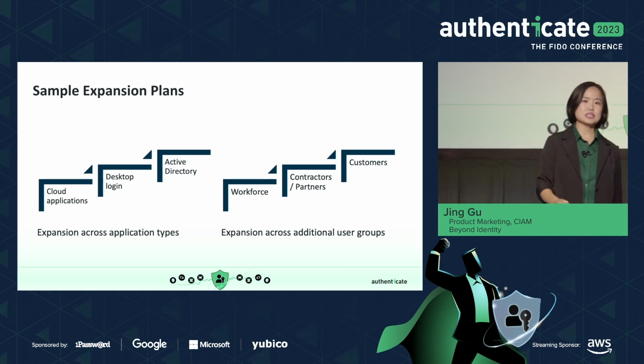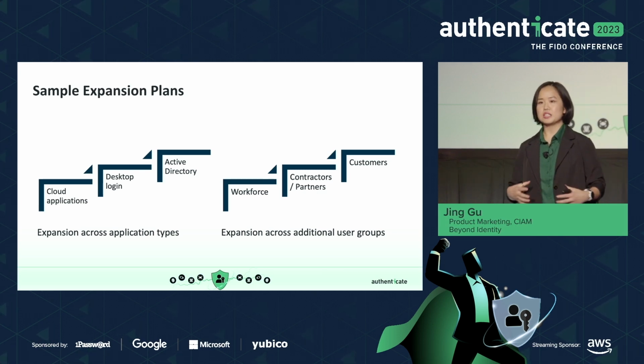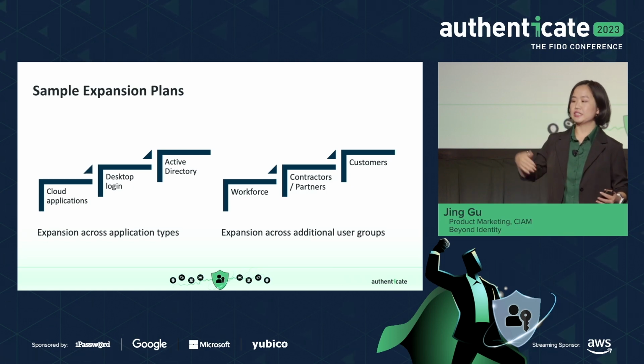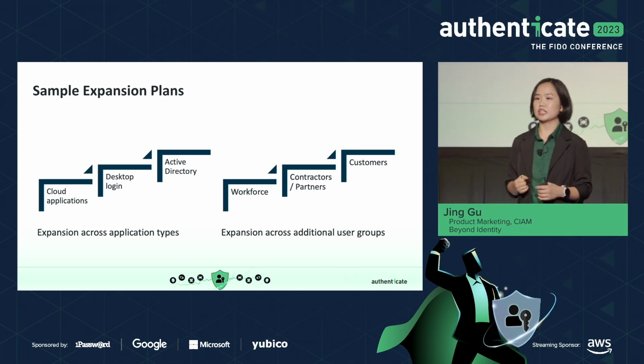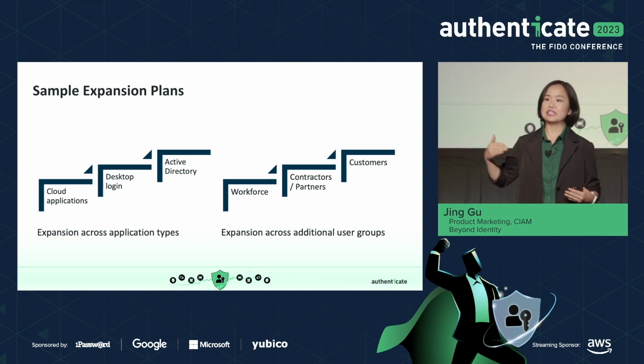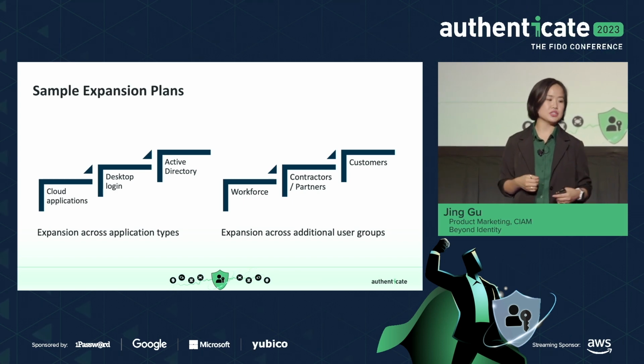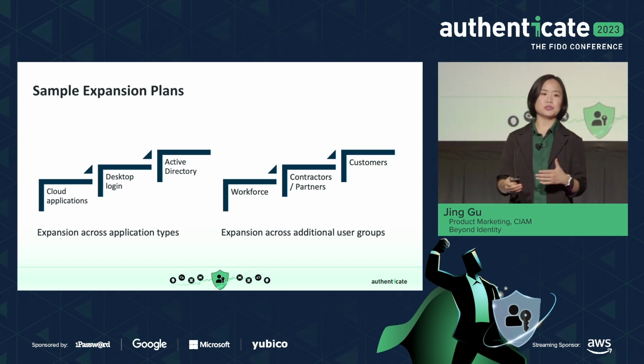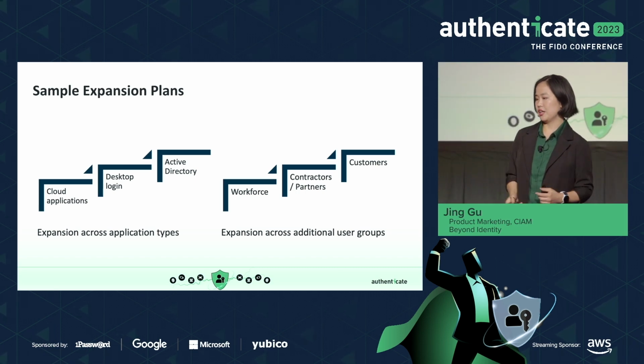The second expansion plan that is really common is expanding across your user groups. The reason this is common is because you can design specific experiences and enable specific features for each of these user groups. You might not want to treat your employees the same way you want to treat contractors and customers. You might want additional identity assurances for certain types of scenarios. So, expanding across user groups gives you that opportunity to test the UX at each step.